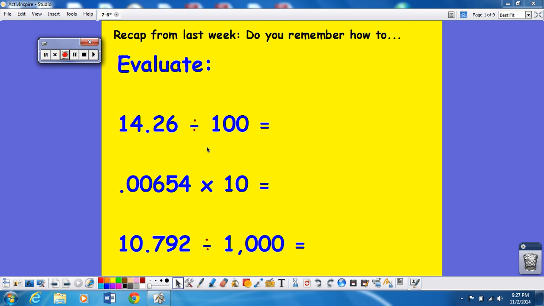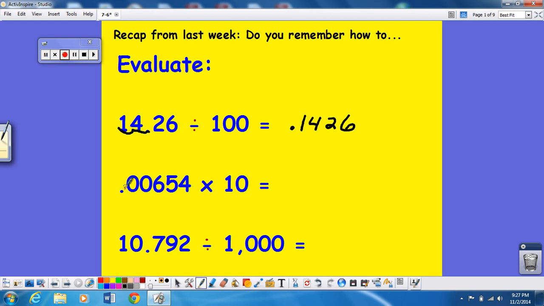Okay, let's do a quick recap from last week and even a little bit into the week before. Last week we learned how to divide by powers of 10: 10, 100, and 1,000. Remember, when we divide, we move our decimal place to the left. So in the first problem, 14 and 26 hundredths divided by 100, you simply take your decimal point back 2 places and your answer would be 1,426 10,000ths.